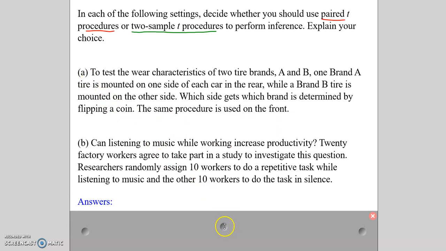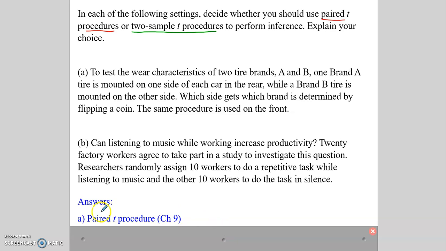For the first one, A, you should have chosen paired t-procedures, and we learned how to do those in Chapter 9, because a single tire from brand B can be paired with a single tire from brand A that were on the same car. Okay. And then we compare each car's A and B and find their differences and then do a t-test or a t-interval just on the list of differences.